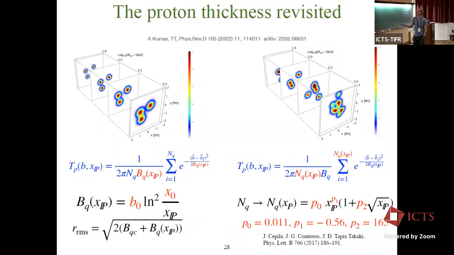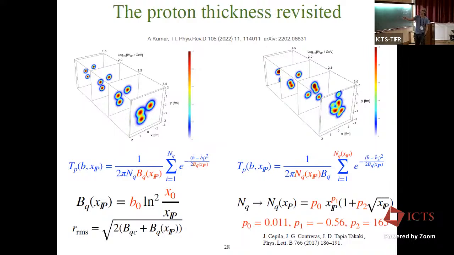Another way to do it is to add more hotspots at smaller x. So we get kind of a step function, which is parameterized like this. So if we get to smaller x, we get more and more hotspots. So if you see the energy going in this way, in this case, the hotspots get larger and larger, and at some point they will start to overlap.